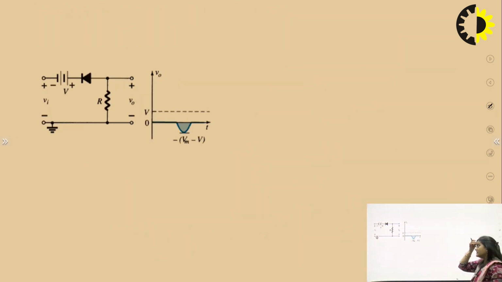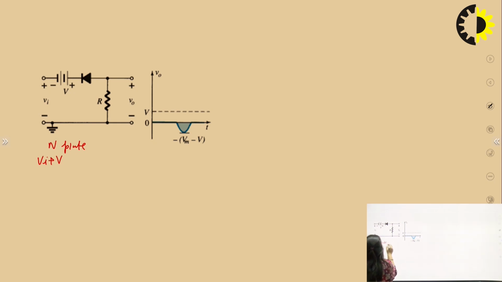Now again, the next circuit. In this circuit we have to find the potential across the P plate and N plate. At the N plate it will be Vi plus V, and at the P plate it is 0. The potential of the P plate will always be greater than the potential at the N plate. At the N plate it will be Vi plus V, and at the P plate it will be 0, because initially the diode is not in the conducting state. So it will be Vi less than minus V. For this condition, the diode conducts.